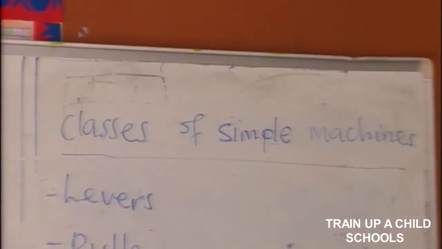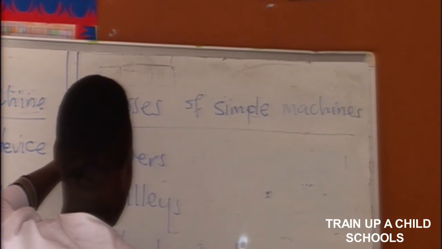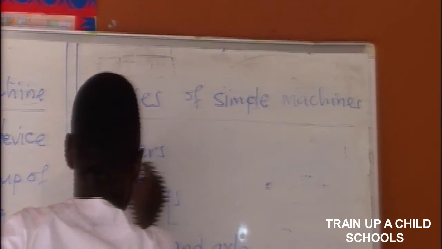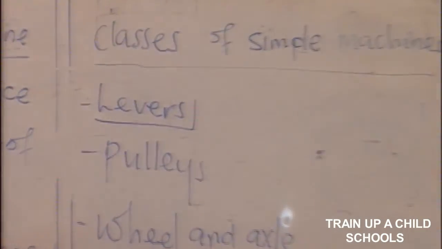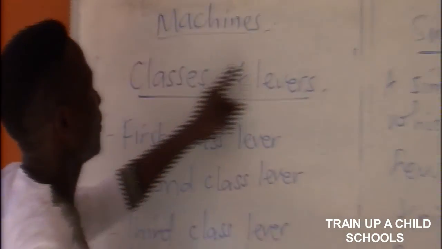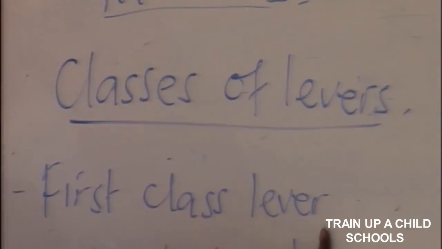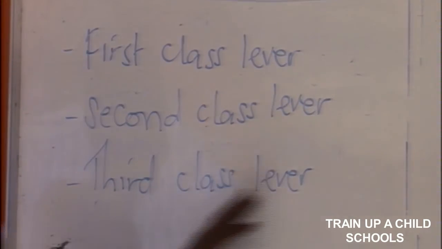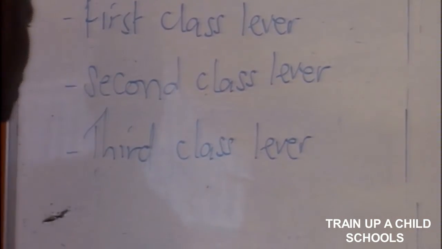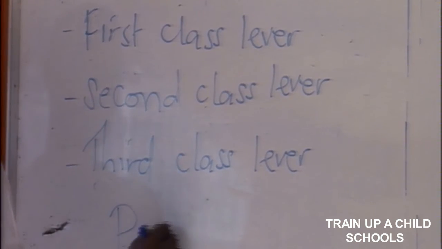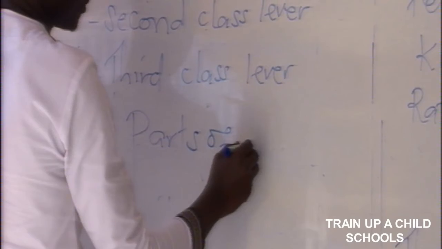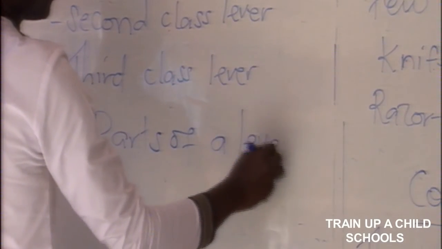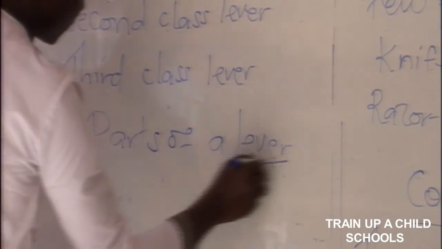So now, from these classes of simple machines, we picked levers, and we began by saying a lever is a stiff rod which turns at a fixed point, which is called fulcrum. In here, we've gone ahead to look at the classes of levers, whereby we have first class lever, second class lever, and a third class lever. Now, we want to look at parts of a lever, before we give the definition for this.